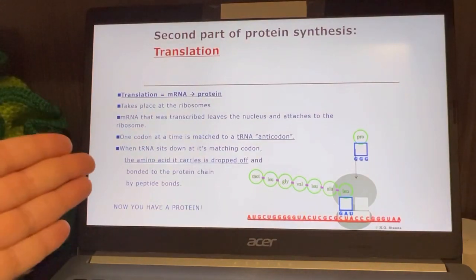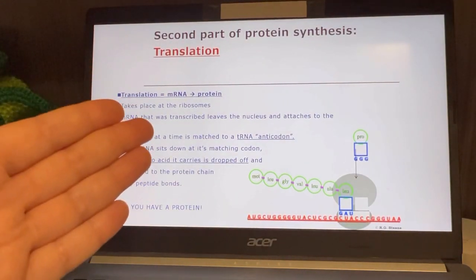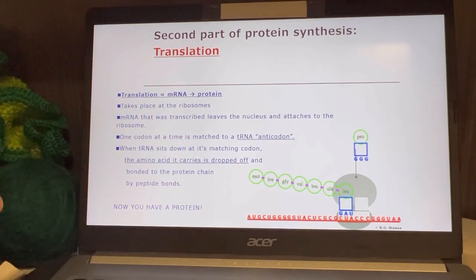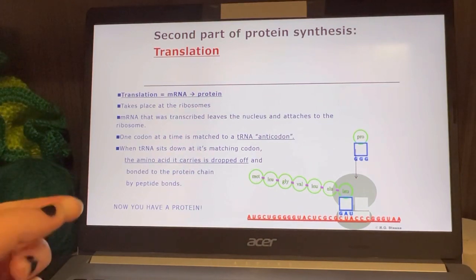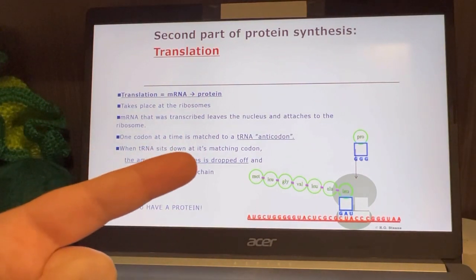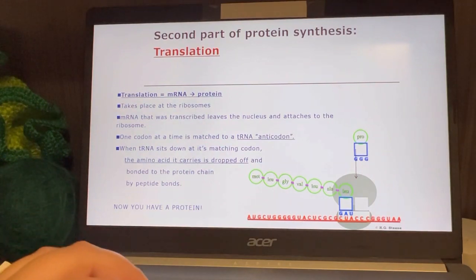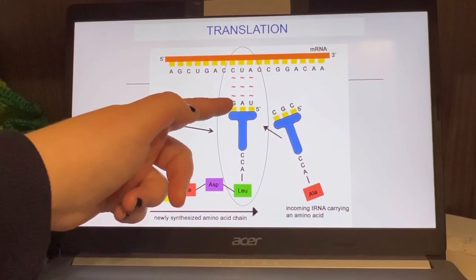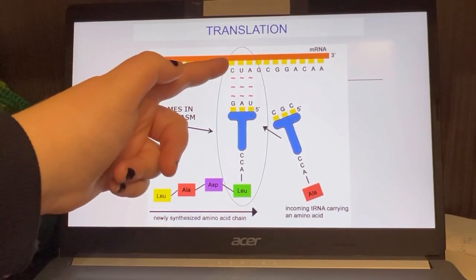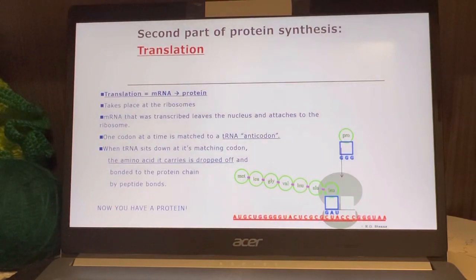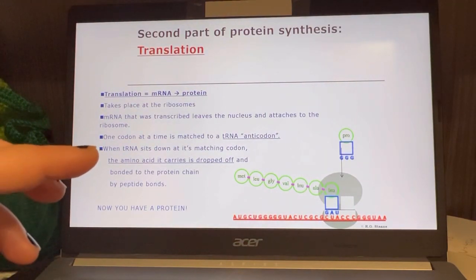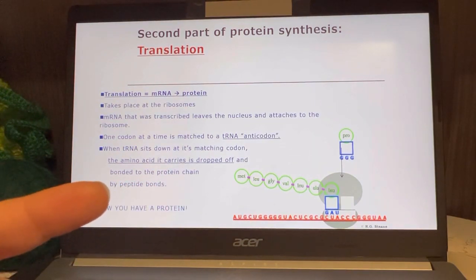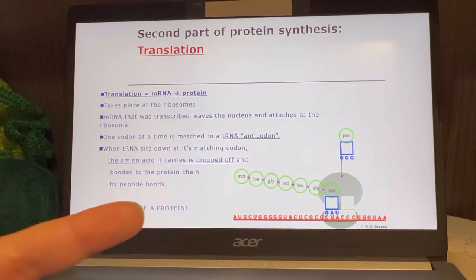Okay, translation. Translation is from mRNA to a protein. It takes place at the ribosomes. The mRNA that was transcribed leaves the nucleus and attaches to the ribosome. One codon at a time is matched to a tRNA anticodon. So if we go back, this part here is the anticodon. This is the codon. When tRNA sits down at its matching codon, the amino acid it carries is dropped off and bonded to the protein chain by peptide bonds. And now we have a protein.